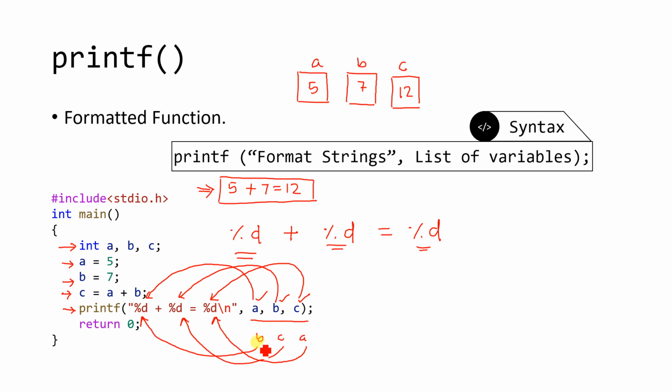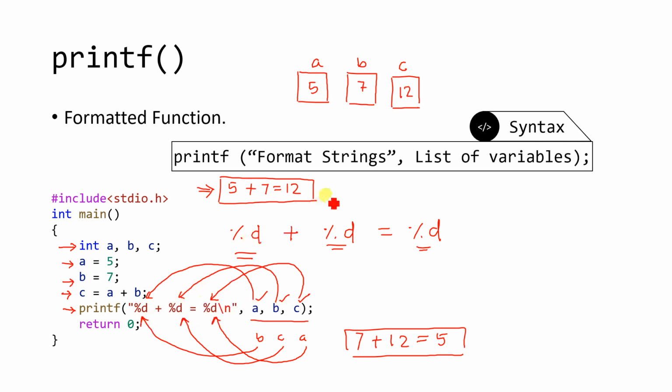Now suppose you have mistakenly written b c a, then do you know what the output of this program is? The output will be something like this. The value of b is 7 plus the value of c is 12, so 7 plus 12 is equal to the value of a, which is 5. The output will come out like this, which is not desirable. That is why the ordering of the variables plays an important role while you are printing using your %d format specifier or the format strings. So when you write something like this, what is the output of this particular line?